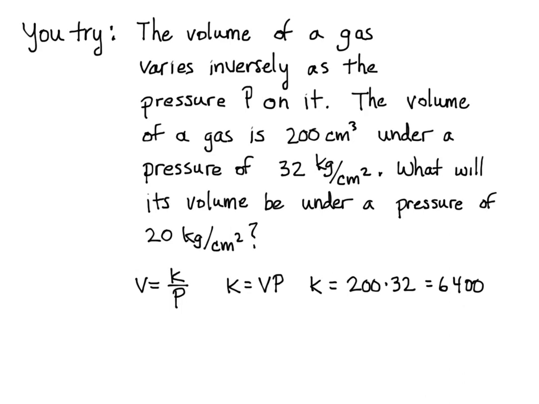So we calculate K as 6,400, and then we put that back in our original equation, 6,400, and our new pressure is 20, so we take 6,400 over 20. Is that what you said? Yeah. 320? I'm sorry, I was thinking 32, but now that I see that, I think, yeah, you're right, Maddie. Completely right. So I'm sorry. Okay, so we get 320 cubic centimeters.